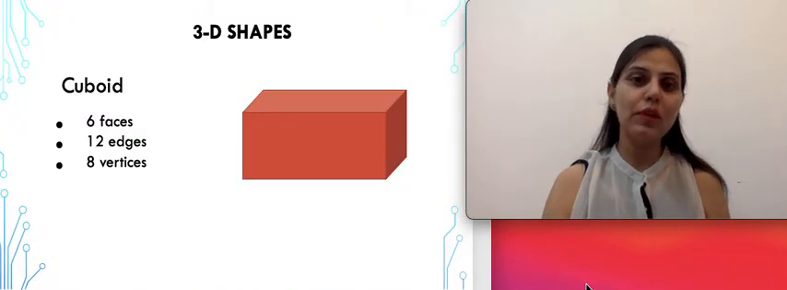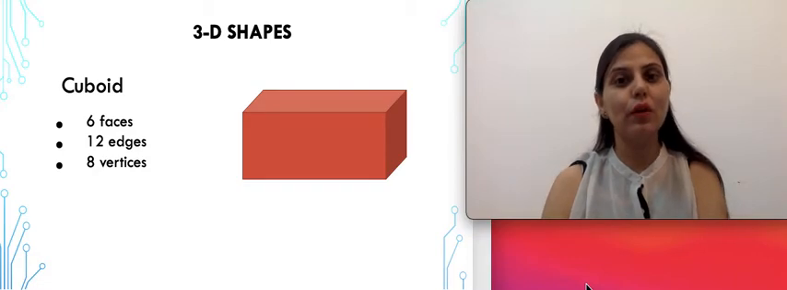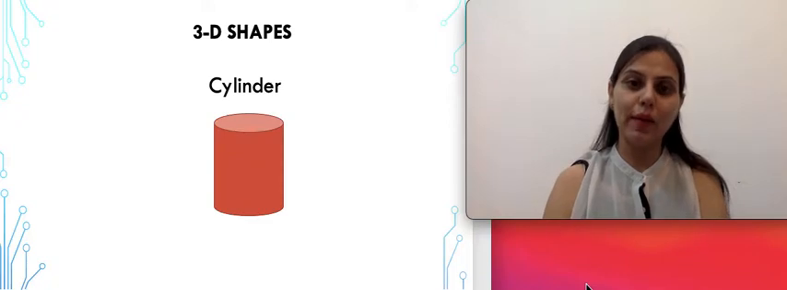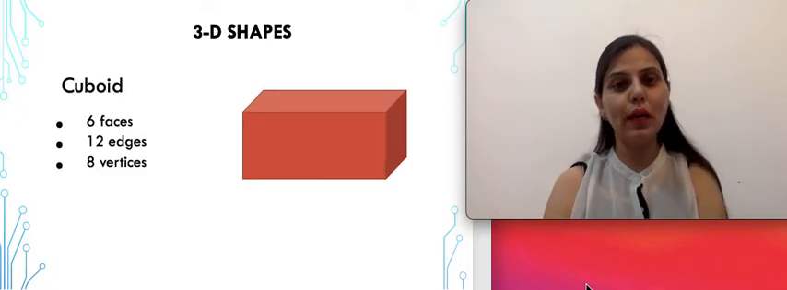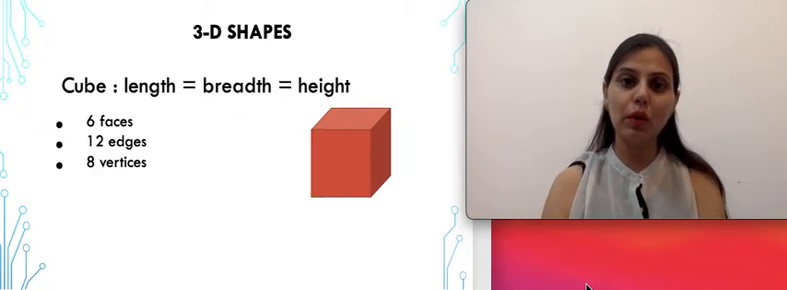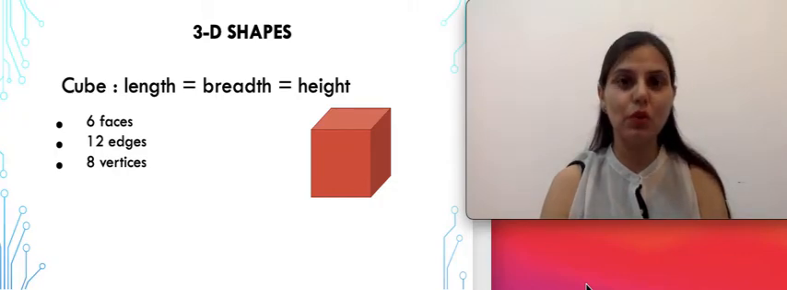When we talk about surface area and volume, the main 3D shapes that are involved in your syllabus are a cuboid, a cube, and a cylinder. Now, a cuboid has 6 faces, 12 edges, and 8 vertices. Similarly, when we talk about a cube, if the length, breadth, and height of the cuboid are all equal, then it becomes a cube. So, a cube is a 3D shape for a square in which each side is the same, and it also has 6 faces, 12 edges, and 8 vertices.